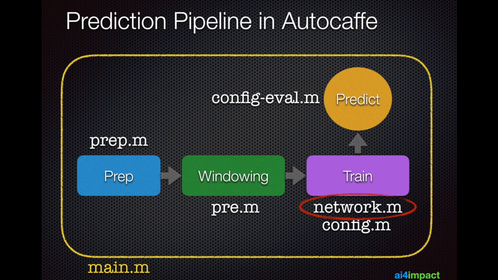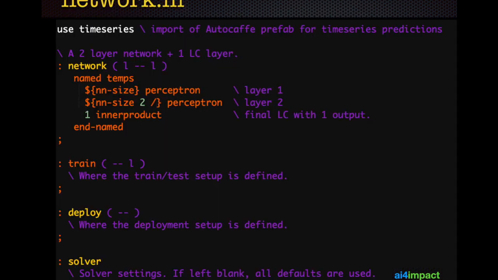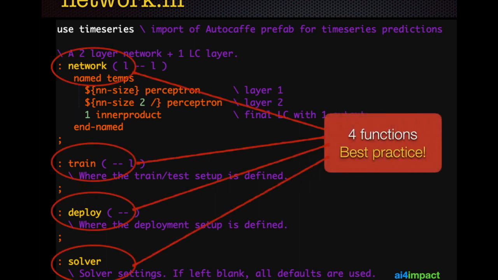The network definition is contained in network.m, and this is the file that we will look at in this session. Here's an example of a simple network.m. It consists of 4 sections. The network section defines the network itself. The train section defines how the network will be both trained and tested. Deploy is used when you want to test out your network on some novel data. And finally, the solver section contains all the configurations for the solver you're using.